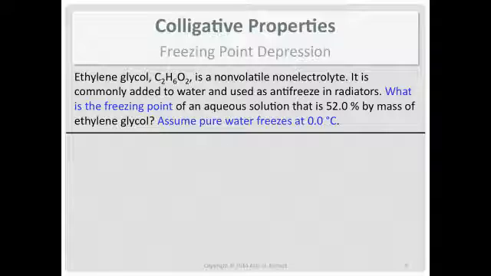Just like the boiling point problem, when I see what is the freezing point, I immediately write down the mathematical formula. Because then I know what I need to get in order to calculate the change in freezing point. You do have to have the freezing point depression constant, or you can't do the problem.